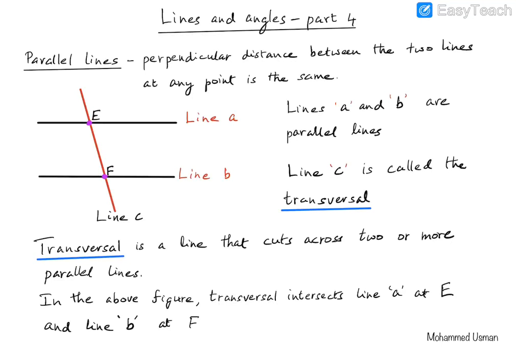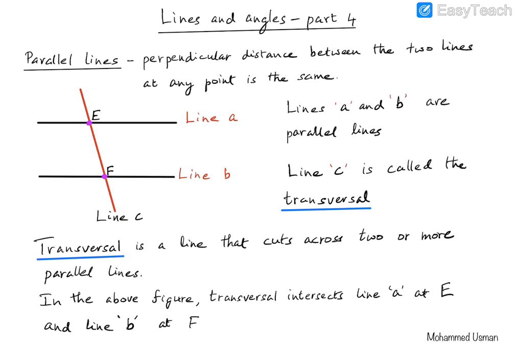Let us now discuss the next topic in the chapter of lines and angles, and that topic is parallel lines. So we will see in this class what are parallel lines and what are the different types of angles that are formed when two or more parallel lines are cut by another line called the transversal line.